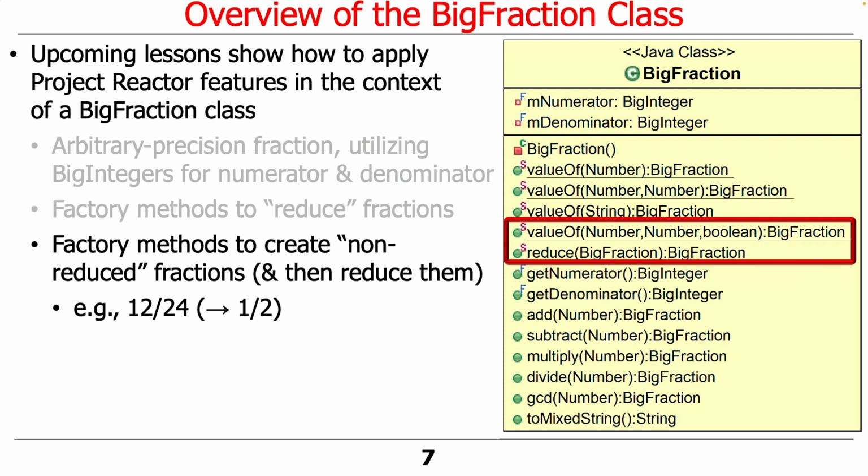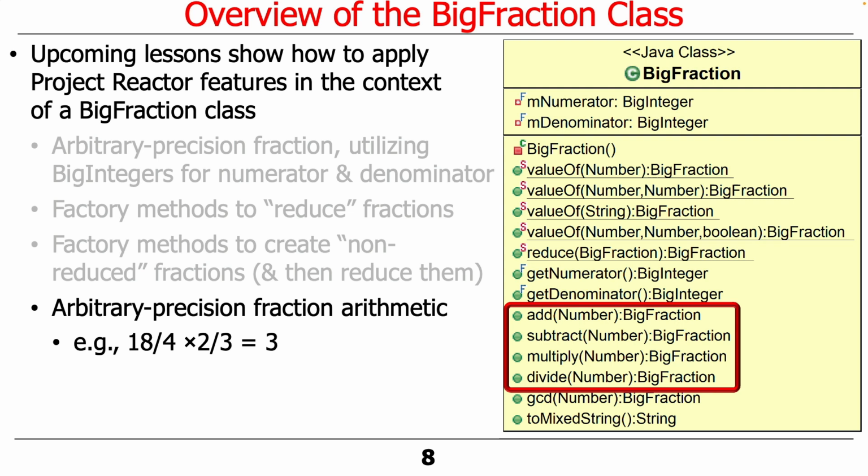There's also factory methods that can create non-reduced fractions and then later reduce them. Why would you ever want to do this? Because it takes a while to do reductions on large big fractions, and therefore we might want to run those things in the background. So we can create them in an unreduced state in the foreground and then reduce them and do other things to them in a background thread, thereby showcasing the need for concurrency and parallelism as provided by Project Reactor. You could also, of course, perform arbitrary precision fraction arithmetic.